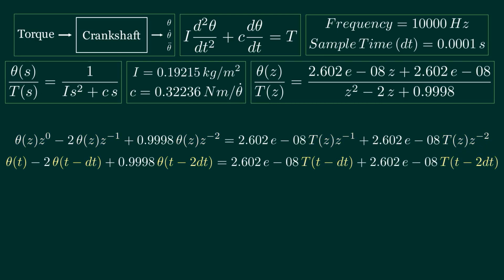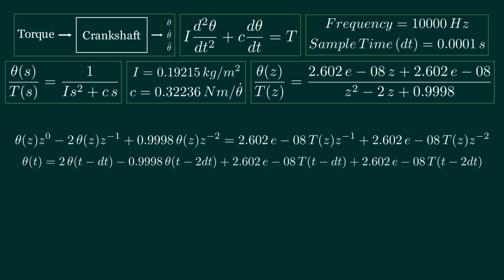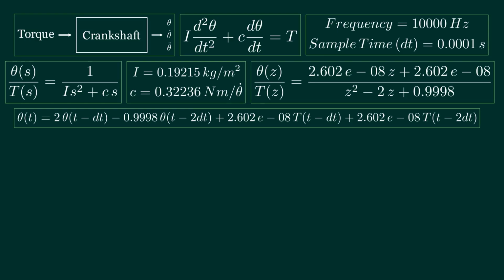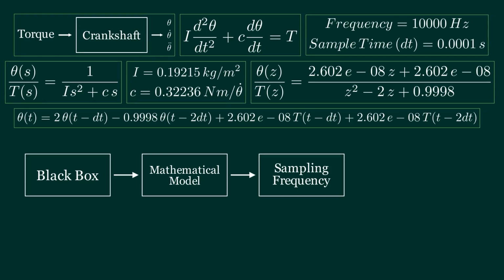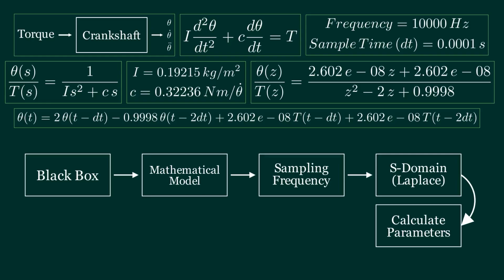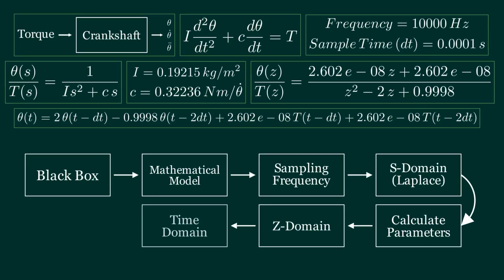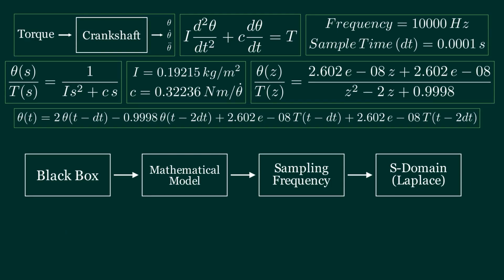To get the current angle, we send these terms to the other side of the equation. And here we have it, the discrete model of the crankshaft. Let's summarize what we did. We draw our black box model, derive the mathematical relationship between input and output, choose a proper frequency, use Laplace to get the continuous time transfer function, calculate the parameters, convert the continuous time transfer function to discrete time, turn back to the time domain and rearrange the equation to get what we want.